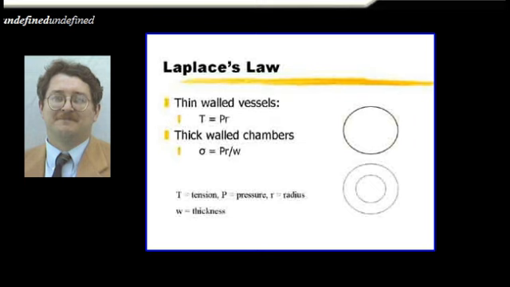For thick-walled chambers, the relationship is somewhat different, with tension being equal to pressure times radius but divided by wall thickness. The important thing here is to realize that tension can be minimized by having a thicker walled chamber.